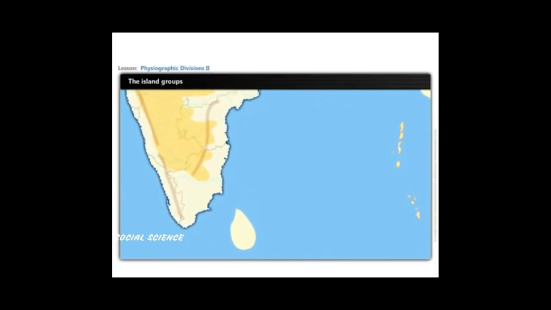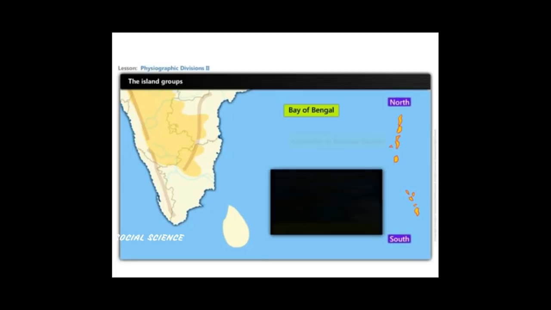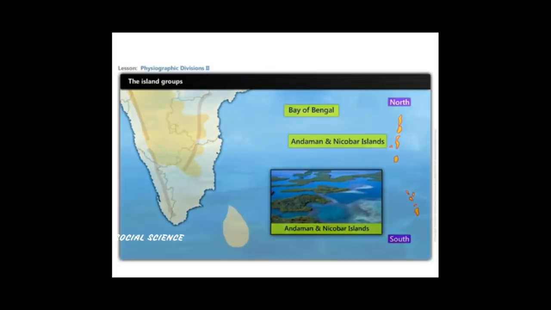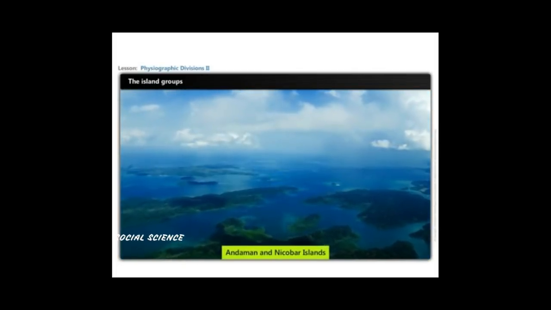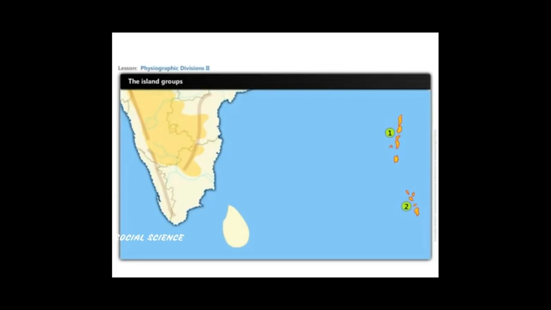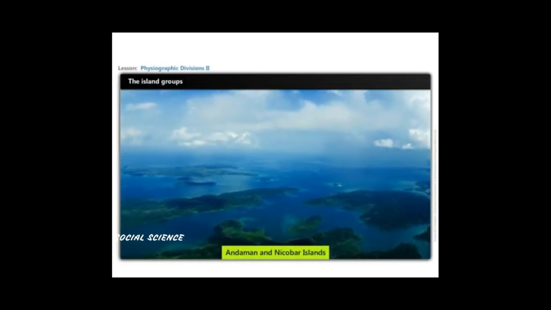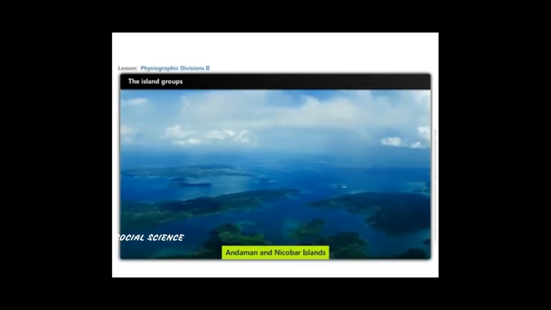The elongated chain of islands located in the Bay of Bengal, extending from north to south, is Andaman and Nicobar Islands. They are bigger in size and are more numerous and scattered. This group of islands is divided into two broad categories: the Andaman in the north and the Nicobar in the south. It is believed that these islands are an elevated portion of submarine mountains.